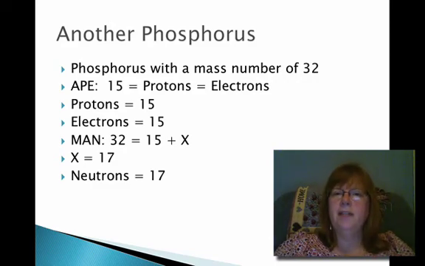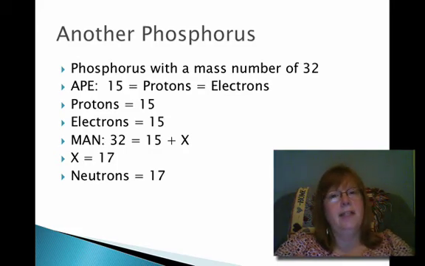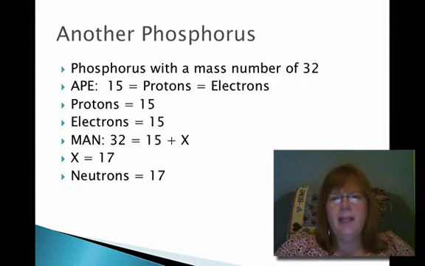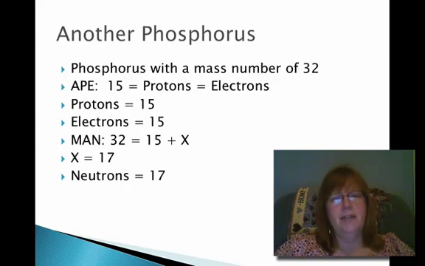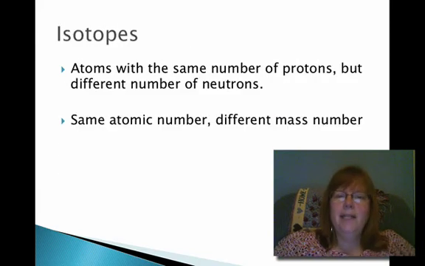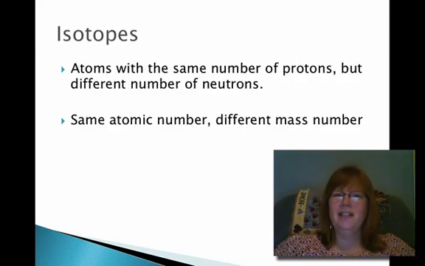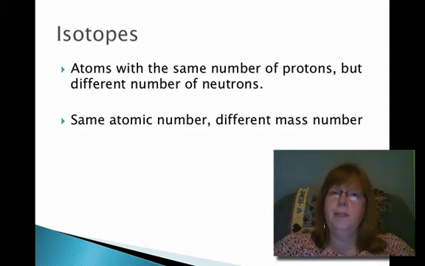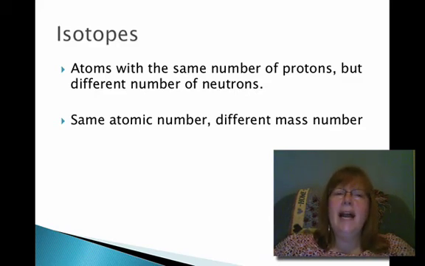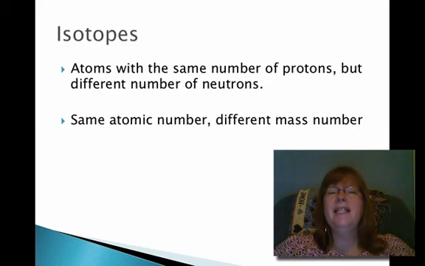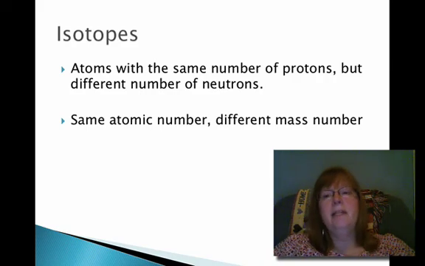Now, here's another phosphorus with a mass number of 32. Let's go ahead and figure out how many neutrons it has. If we do all that math again, we're going to find out that this phosphorus has a heavier mass number, 32, and has 17 neutrons. What's the deal? 2 different kinds of phosphorus? Well, yes, they're called isotopes of one another. An isotope, I really want you to know what this is. It is atoms that have the same number of protons, but they differ in their number of neutrons. They have the same atomic number, but a different mass number.